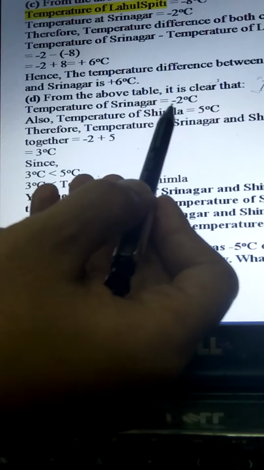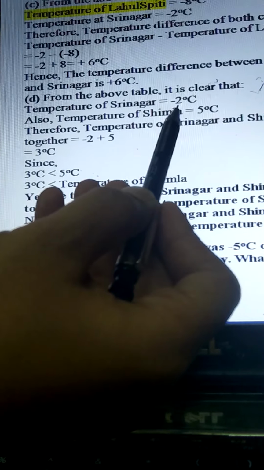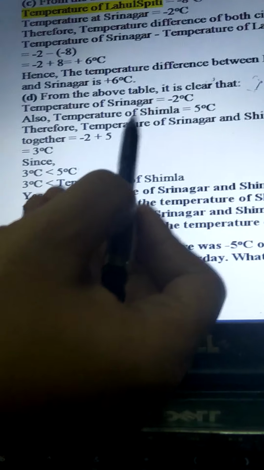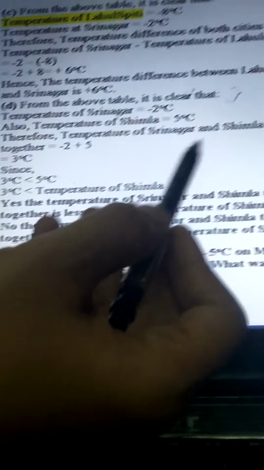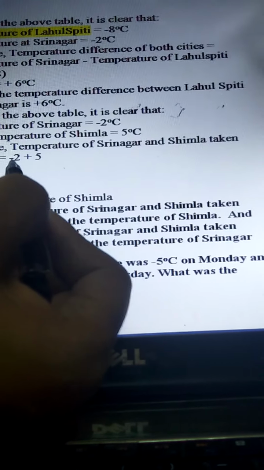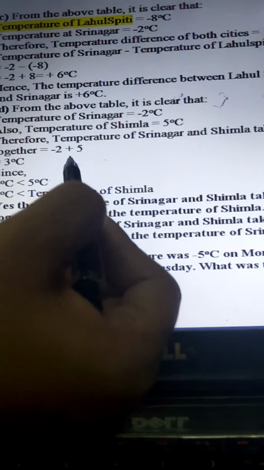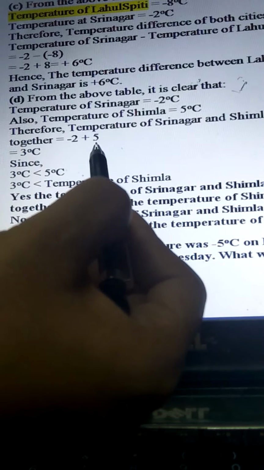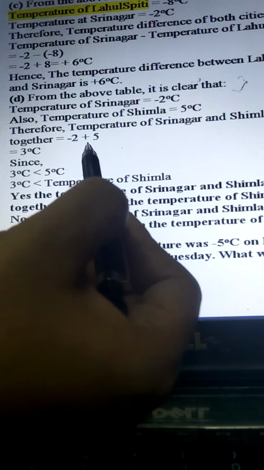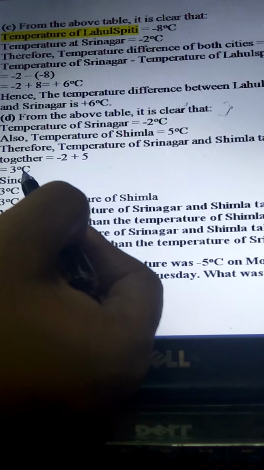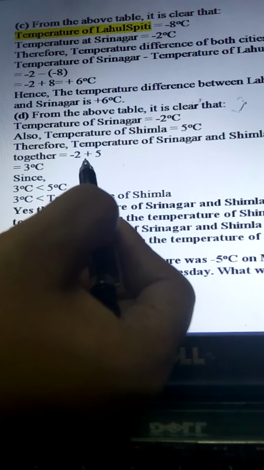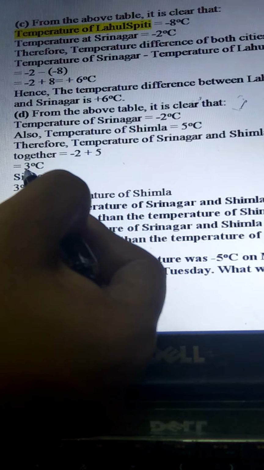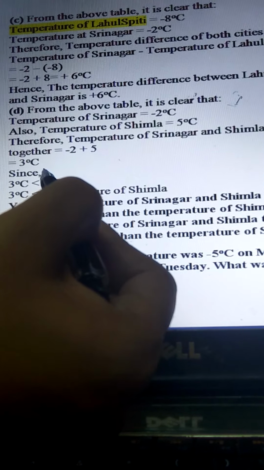So what was the temperature of Srinagar? It is minus 2 degrees Celsius, and the temperature of Shimla is 5 degrees Celsius. When we add both the temperatures together, it will be minus 2 plus 5. Minus plus is minus. It will be 3 degrees Celsius, and the greater number has the positive sign. So the result will be plus 3 degrees Celsius, or 3 degrees Celsius.